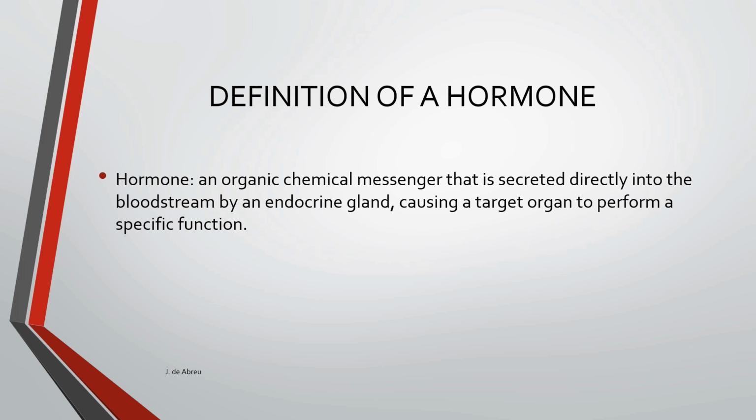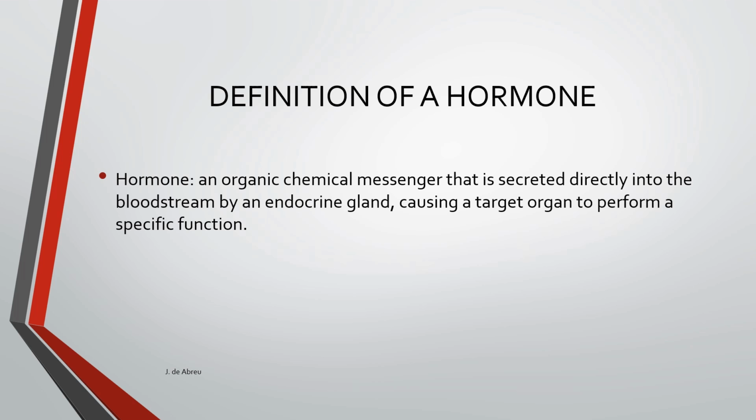Okay, so now we get to the definition of a hormone. A hormone is an organic chemical messenger that is secreted directly into the bloodstream by an endocrine gland, causing a target organ to perform a specific function. Now this is a mouthful. It's like one of the longest definitions ever.